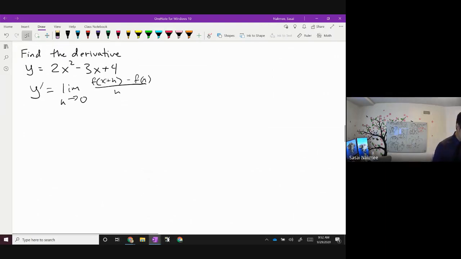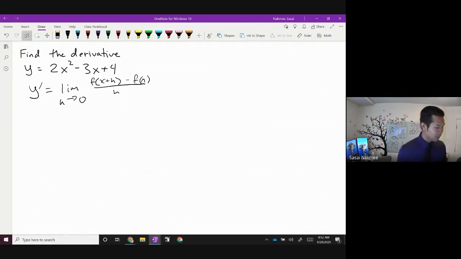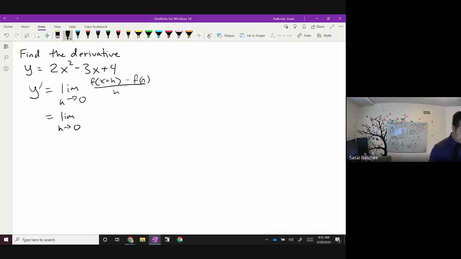I'm going to zoom in a little bit here so I can give myself neater handwriting. So this is my derivative, right? And I just have to simplify this limit to get what I'm looking for, right? So here we go. y prime is going to be equal to the limit as h approaches 0. Now here's the tricky part. I need to find out what f of x plus h is.